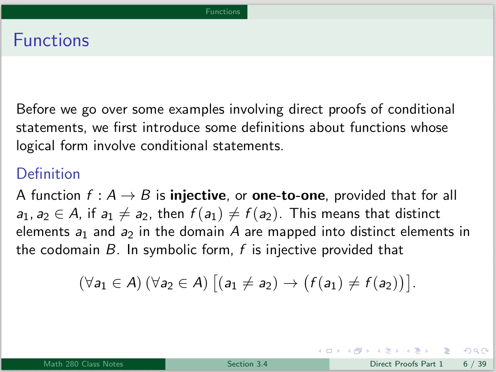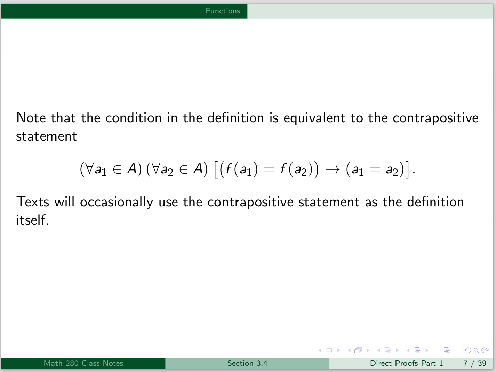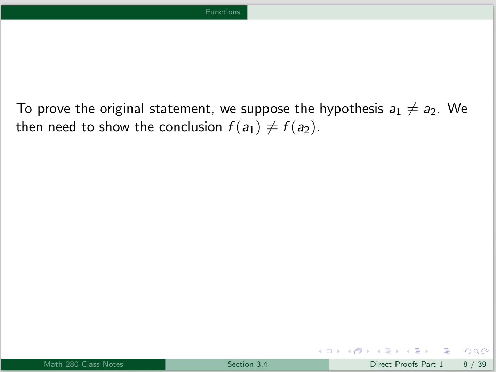In symbolic form, f is injective provided that for all a1 and a2 in A, a1 not equal to a2 implies f of a1 is not equal to f of a2. Note that the condition in the definition is equivalent to the contrapositive statement. For all a1 and a2 in A, f of a1 equals f of a2 implies a1 is equal to a2. You'll find that texts will occasionally use the contrapositive statement as the definition itself.